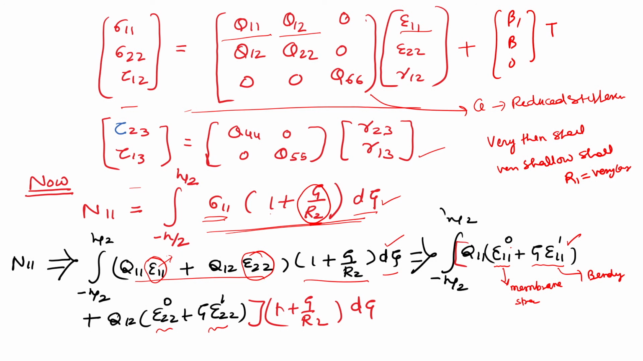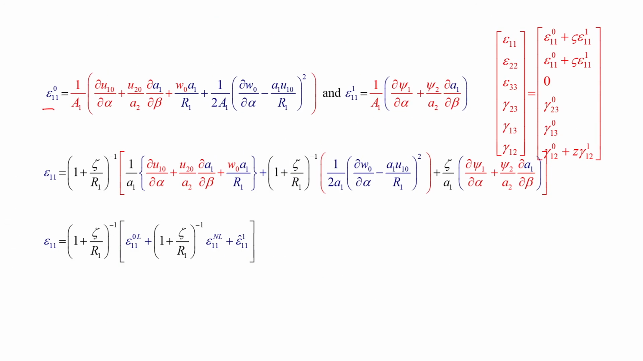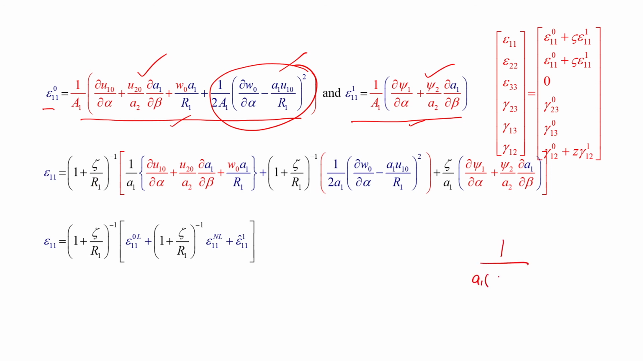Again, this is not simplified yet, so we need to look further at what epsilon 11 is. These are the explicit terms, with the bending terms and the stretching terms, where some terms are nonlinear and some are linear contributions. Here 1 by A1 is common, so we can say 1 plus zeta by R1, basically 1 by A1; it looks like A1 times (1 plus zeta by R1), and inside that we will take 1 by A1, and (1 plus zeta by R1) to the power of minus 1 can be written like this.